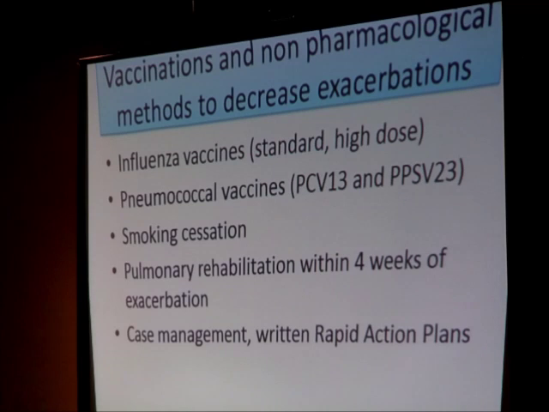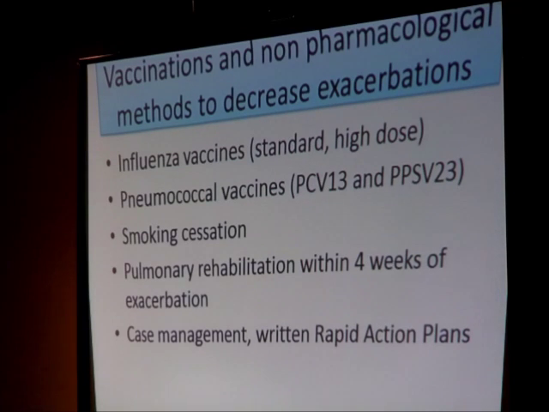What's a written rapid action plan? Anybody know that? We're going to get another lotto ticket for somebody who can tell me that. Prophylactic antibiotics and prednisone. Almost there. It's a schedule of what to do when certain things happen, changes in your symptoms.